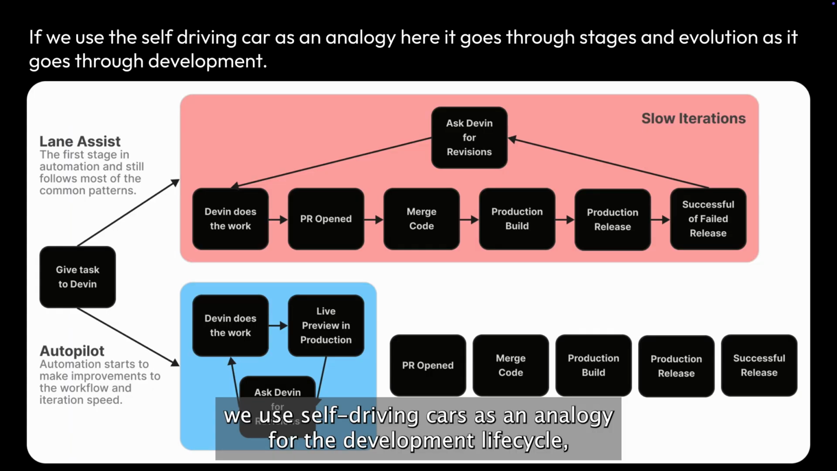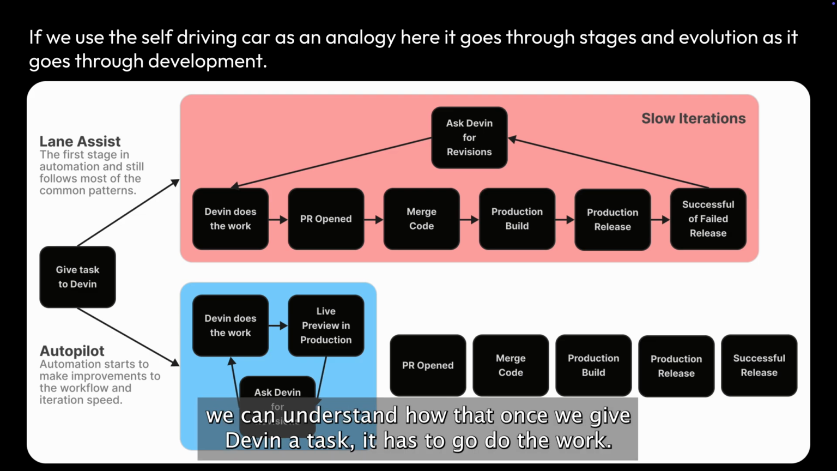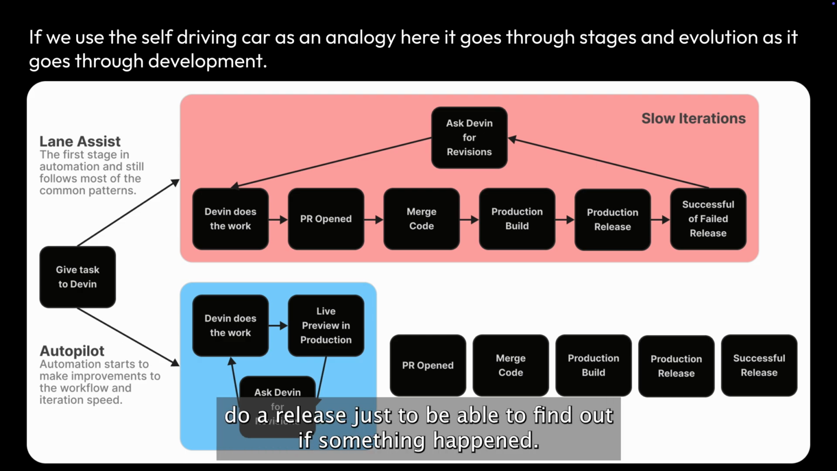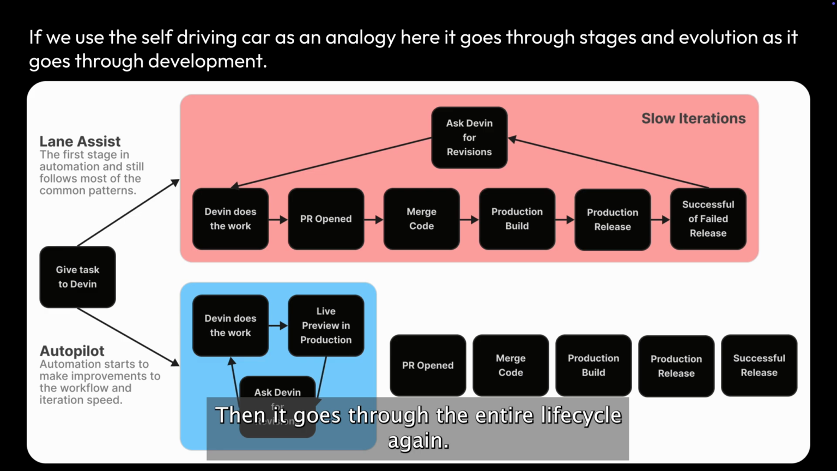If we use self-driving cars as an analogy for the development lifecycle, we can understand that once we give Devin a task, it has to go do the work, open a pull request, wait for a human to merge it, do a production build, do a release, just to be able to find out if something happened. Then it goes through the entire lifecycle again.